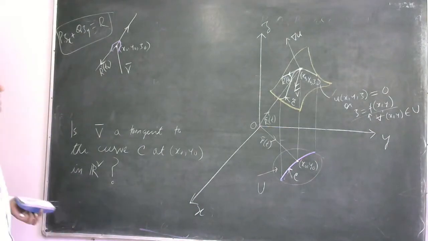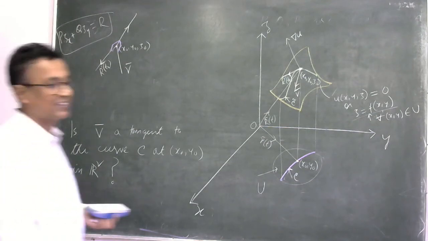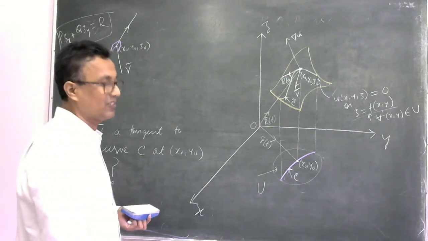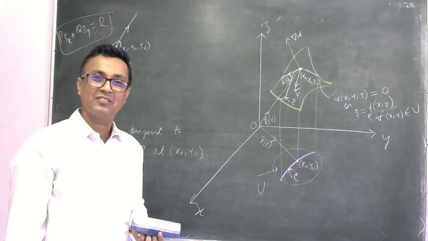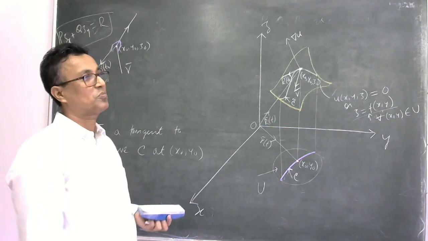I have given an extra hint. Sir, I think this will not be a tangent. Why? Because if it were a tangent, then the cross product will be zero. Cross product.